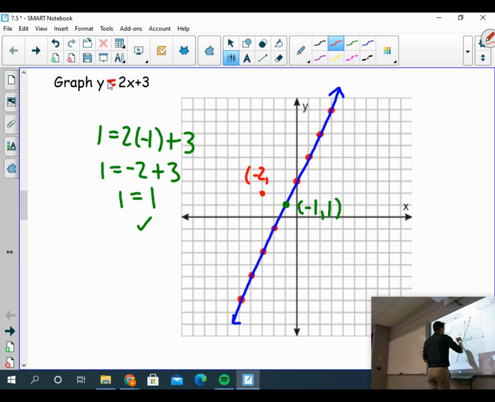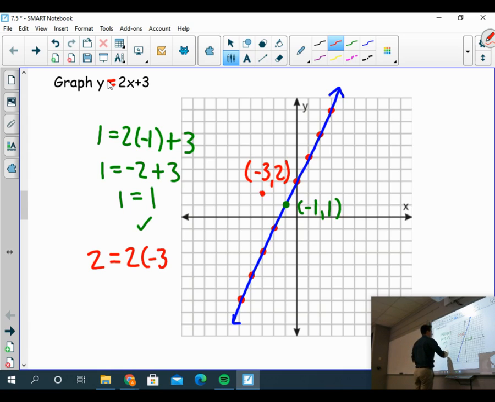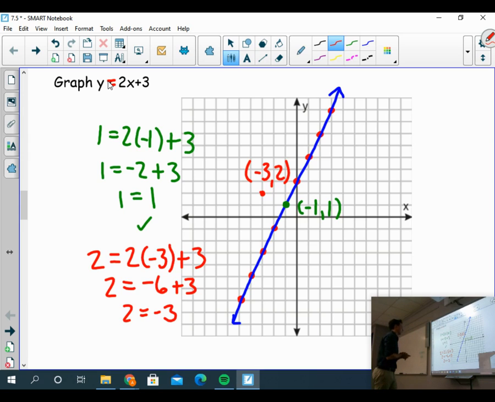Okay? If I picked a point that was not on the line, negative 3, 2, for example, and I plugged that in, I will get an untrue math statement. Here, I would get 2 equals negative 3. And of course, that is not a true math statement. Okay? And that should make sense. Again, what that means is negative 3, 2, since it does not satisfy the equation, should not be a point on the line. It's not a point on the line, so it doesn't satisfy the equation.